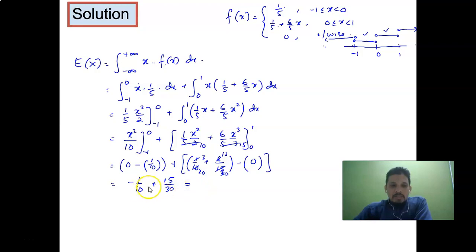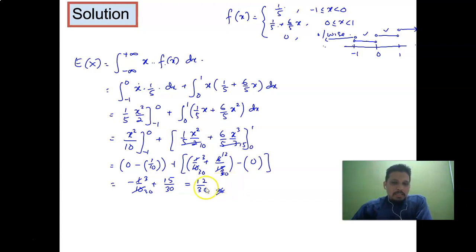So let's simplify this one here now. This part here, to equalize the denominator, this 10 we multiply with 3, it gives you 30. So 1 times 3 equals 3. So negative 3 plus 15 equals 12 divided by 30. Okay, 12 divided by 30.